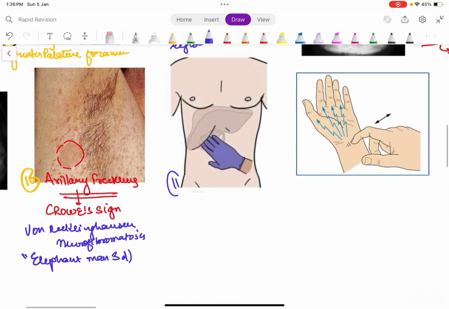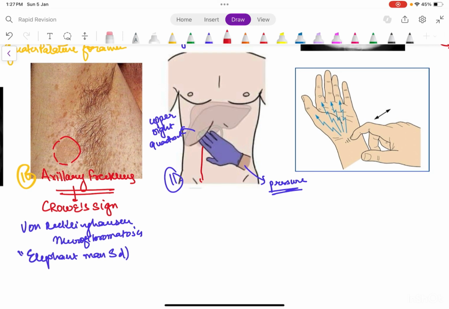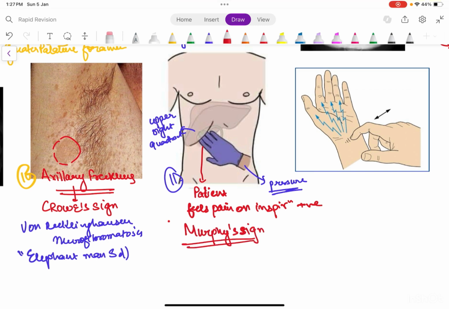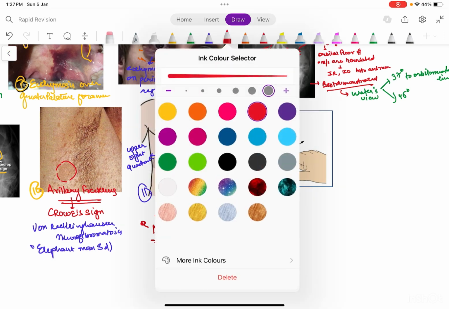Now let's talk about the photograph in 11th. This is very common and I think you should know it. First of all, this is the upper right quadrant, and the provider is applying pressure. The patient feels pain on inspiration, which is positive. This is our Murphy's sign. Now where is this seen? This is important. Cholecystitis.